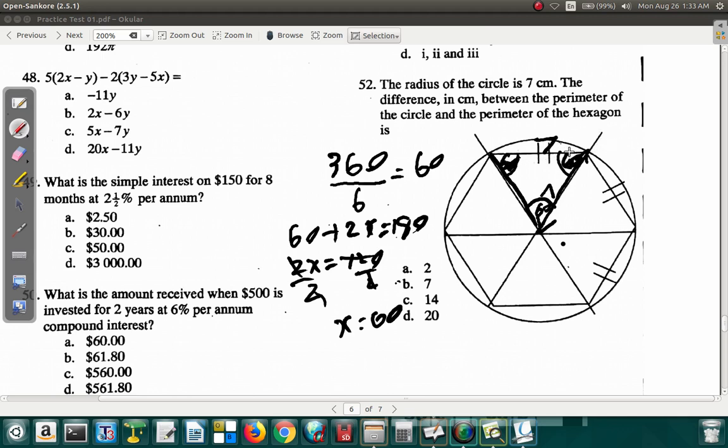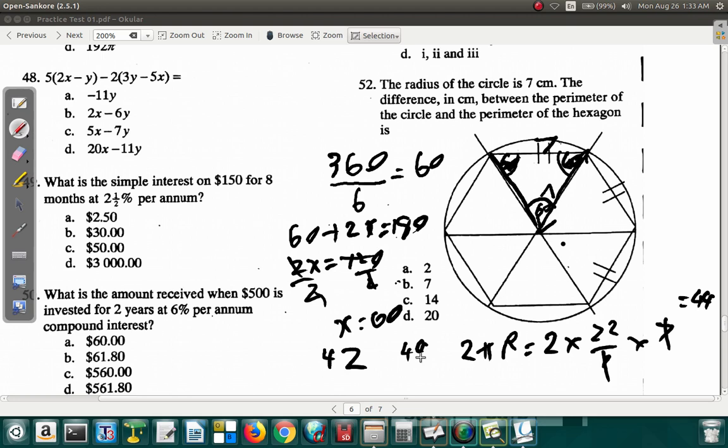So what's the perimeter of the hexagon? It's 7 plus 7 plus 7 plus 7 plus 7 plus 7, times 6, which is 42. What is the perimeter of the circle? It's the same as the circumference of a circle. It's 2 pi r, which is 2 times 22 over 7 times 7. When you cancel down, it's 2 times 22. 2 by 22 would be 44. So 44 minus 42 would be 2. Right. So it would be 2.